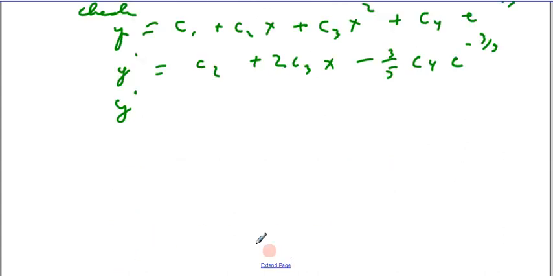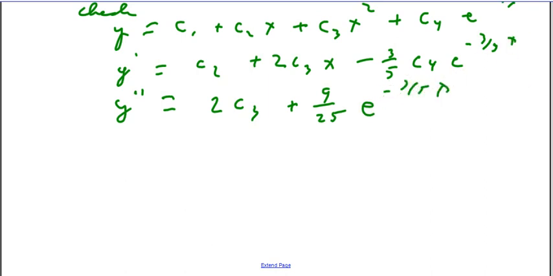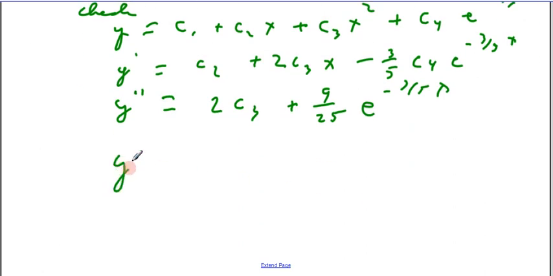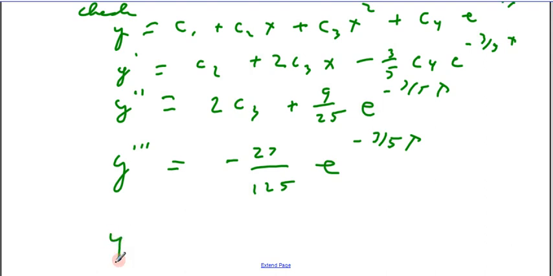y double prime is 2c3 plus 9 over 25 c4 e to the minus 3 over 5 x. And there's an x sitting there and an x sitting there, and I don't have them. And that is really bad. So I'll put them back in. y triple prime, constant term goes away: minus 27 divided by 125 c4 e to the minus 3 over 5 x, and y the fourth derivative, 81 divided by 625 c4 e to the minus 3 over 5 x.